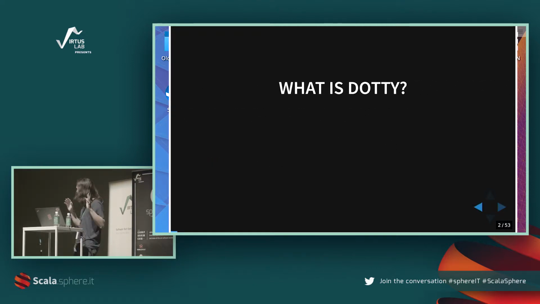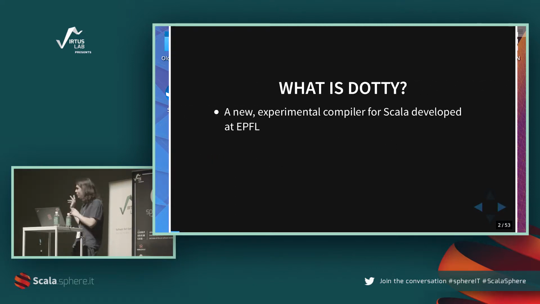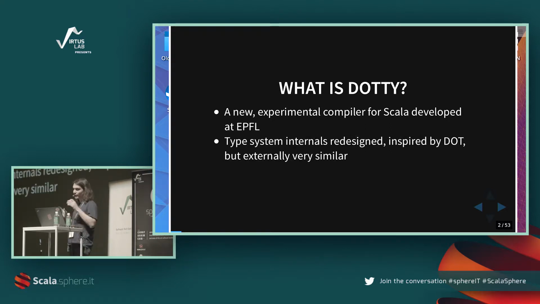So first off, what's Dotty? Dotty is this cool new experimental compiler for Scala, which has a completely redesigned type system internals inspired by DOT, which is this formal calculus we use to make sure our type system makes sense. But externally, Dotty is very similar to Scala 2. We have a website, check it out.